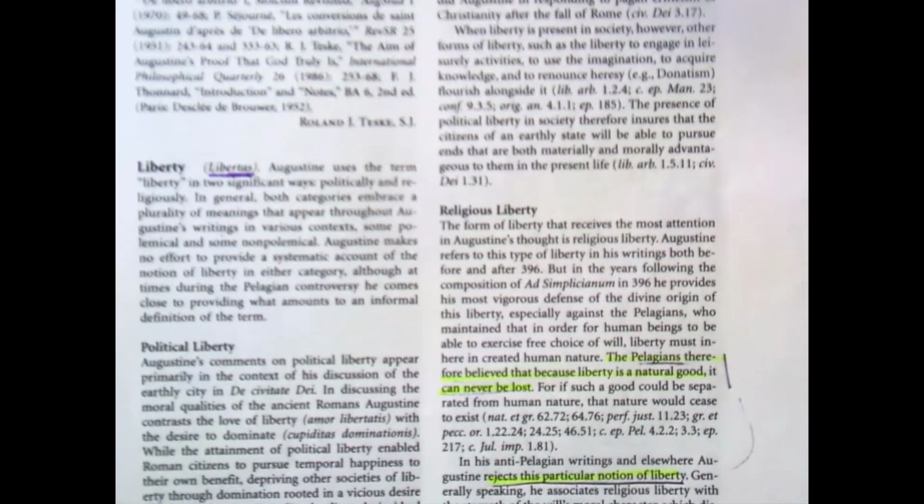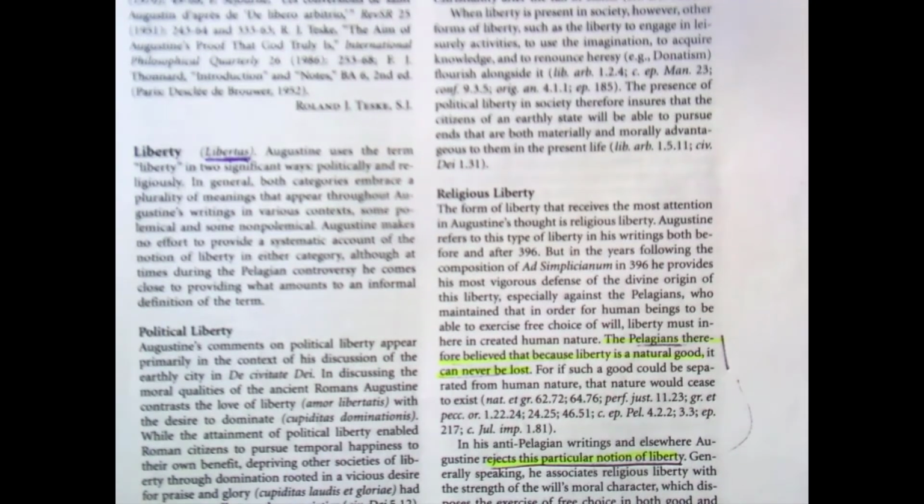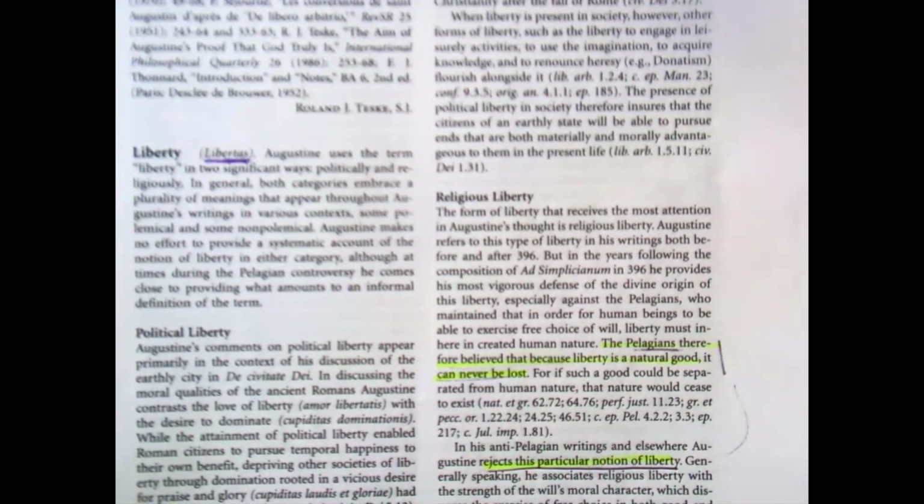All right, let's return to some of the ideas here that we're having. One, we've got this contrast between a Pelagian understanding of liberty and an Augustinian understanding of liberty. So the Pelagians believed that because liberty is a natural good, it can never be lost. But Augustine rejects this particular notion of liberty. Well, we're familiar already from having read Augustine with some of the distinctions between Pelagians and Augustine. The most common is that Augustine thinks grace is necessary and always first. And Pelagians are not convinced that grace is necessary and not convinced that grace is first.